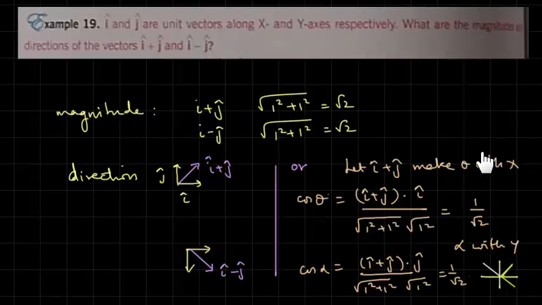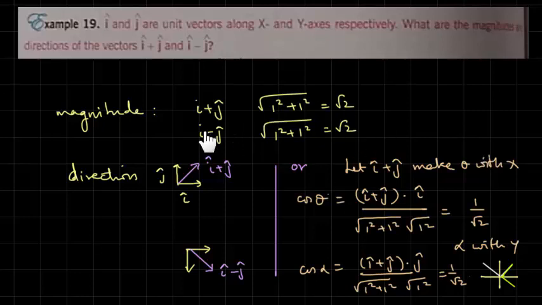I and j are unit vectors along the x and y axis respectively. What are the magnitudes and directions of the vectors i plus j cap and i minus j?